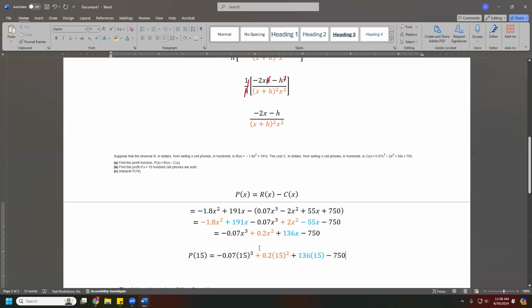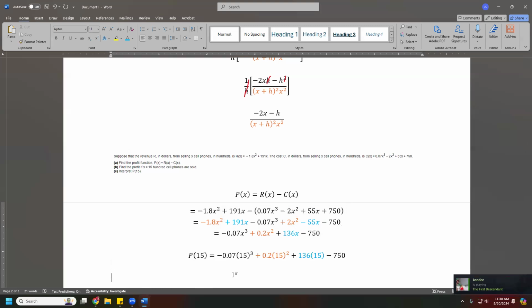But this would be your answer to part B. Interpret P of 15. This is asking you what this means in the context of the question. In the context of the question, what does X represent? It says from selling X cell phones in hundreds. This would be cost in dollars in hundreds.